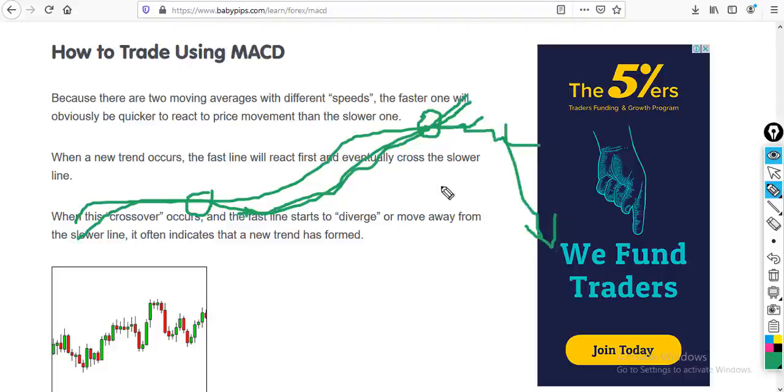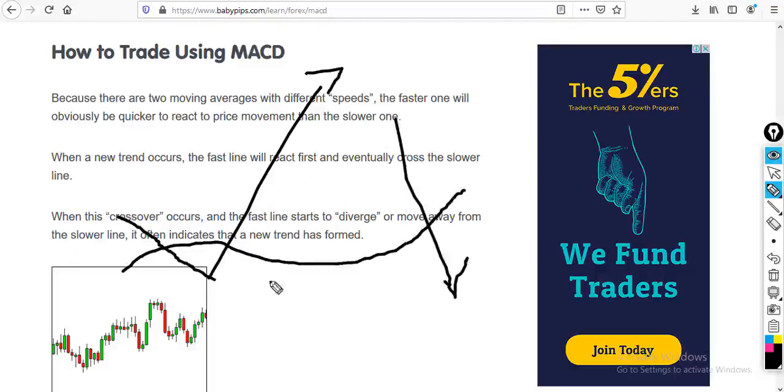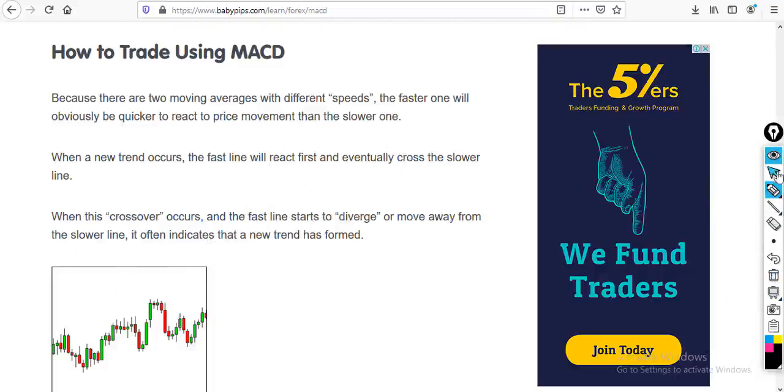So basically, irrespective of however the MACD is formatted, it's used to identify two things: a break or a change of a trend, either to the upside or to the downside, and it is always seen when there is a crossover. Crossover of both moving averages. That's how the MACD works.